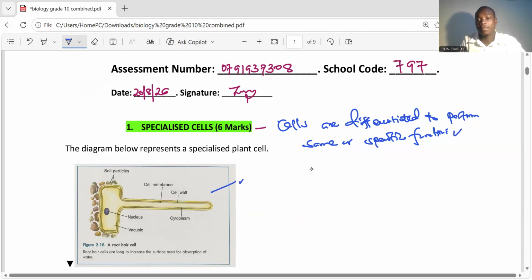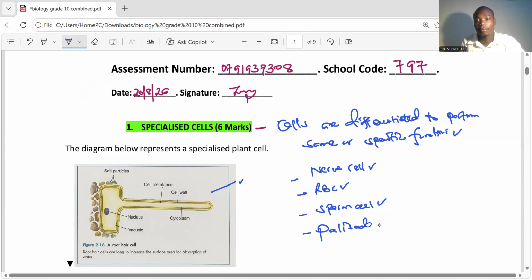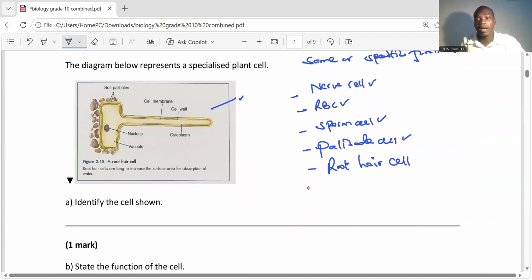We have different types of cells. We have nerve cell. We have red blood cell. We have sperm cell. We have palisade cell. We have root hair cell. Next, we have white blood cells, etc. So these cells are specialized to perform the functions.